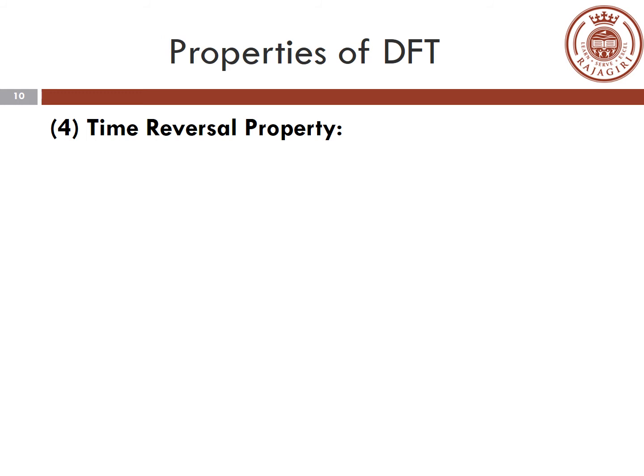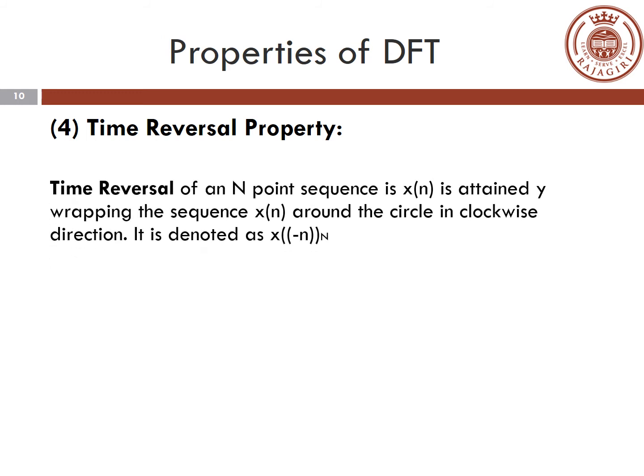So moving on to the time reversal property. We know how time reversal is obtained. If you have a sequence marked in the anti-clockwise direction, you need to just mark it in the clockwise direction. And this is what I want in x of n. It's denoted like this, with a subscript of N.